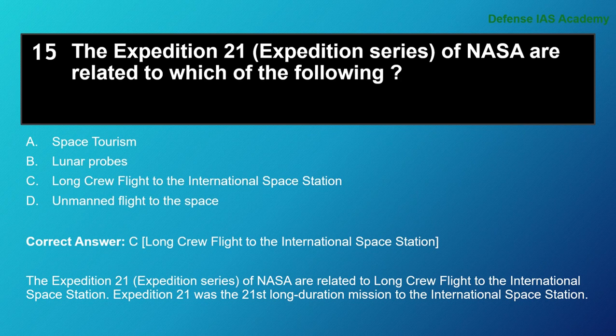That is about Expedition 21. It began on 30th October 2009 and ended on 1st December 2009. This expedition was headed by Frank De Winne, and he was the first European astronaut to command the space station, for Expedition 21.